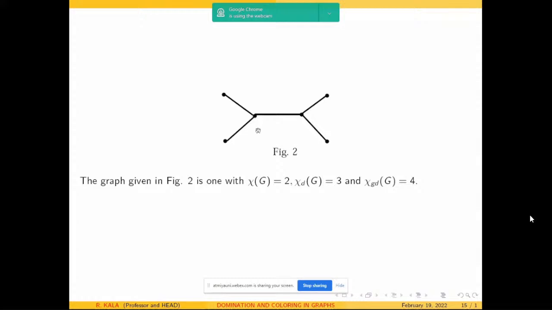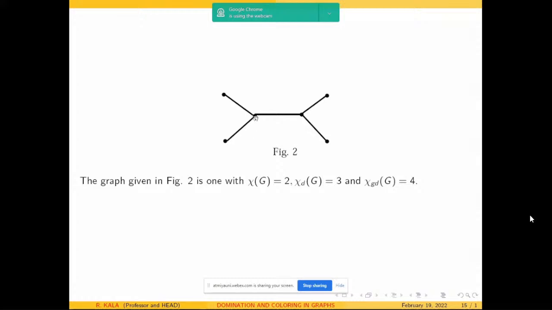So I should have a color class that is not adjacent to any vertex of that color class, but I don't have anyone. So this is the second color class, and this is adjacent to that. Third color class, all the pendant vertices. Again, for 2 of them, it is adjacent. So even though it has the dominator property, this 3-coloring does not have the anti-dominator property. So I need 4 colors.